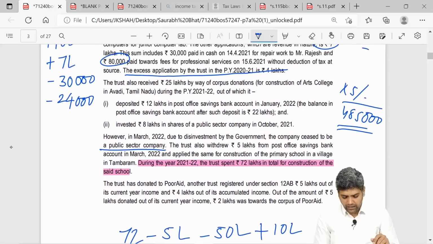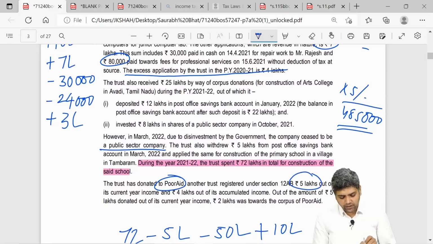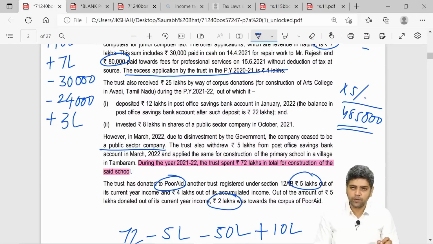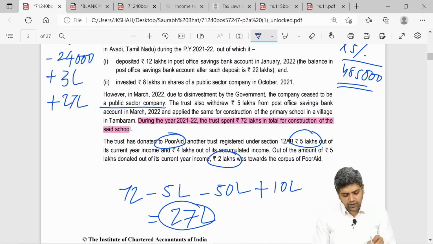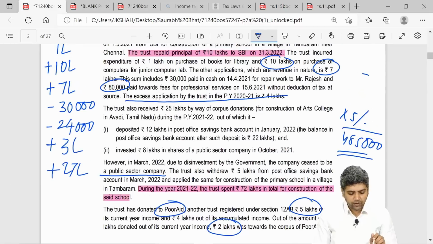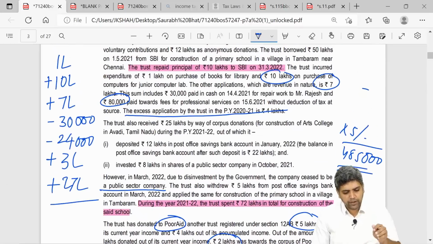Apart from that, I have given an amount of 3 lakh rupees to this poor aid. I told you 5 lakh rupees was given, out of which 2 lakhs is towards corpus. So 3 lakhs would be allowed as application, and 27 lakhs we just saw is the application on account of construction of school. So how much is the total application?